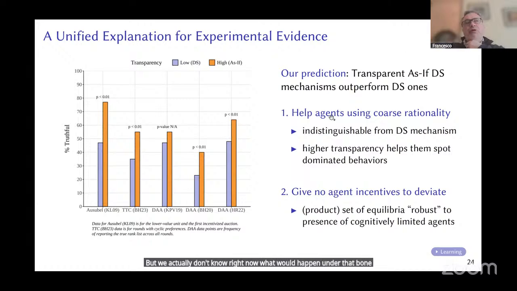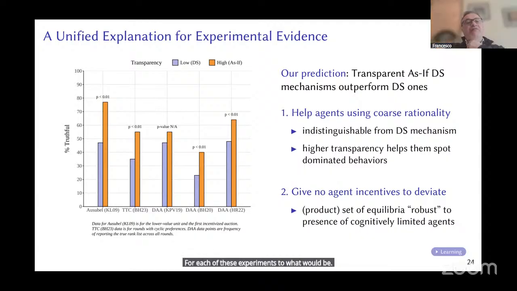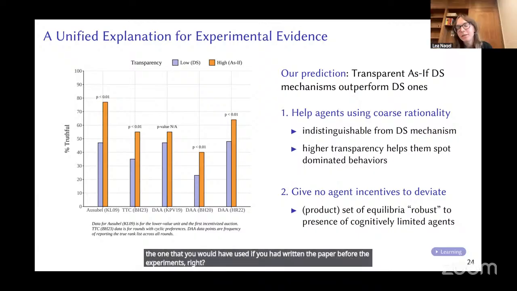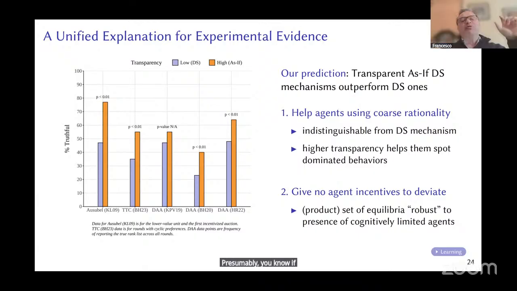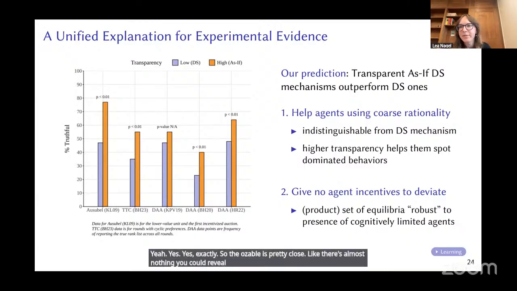But presumably you know how close you are for each of these experiments to what would be the one that you would have used if you had written the paper before the experiments, right? Presumably you know if they are a little bit too much or a little bit too little. Yes, exactly. So the Ausubel is pretty close. Like there's almost nothing you could reveal. In addition, the TTC is still pretty far.